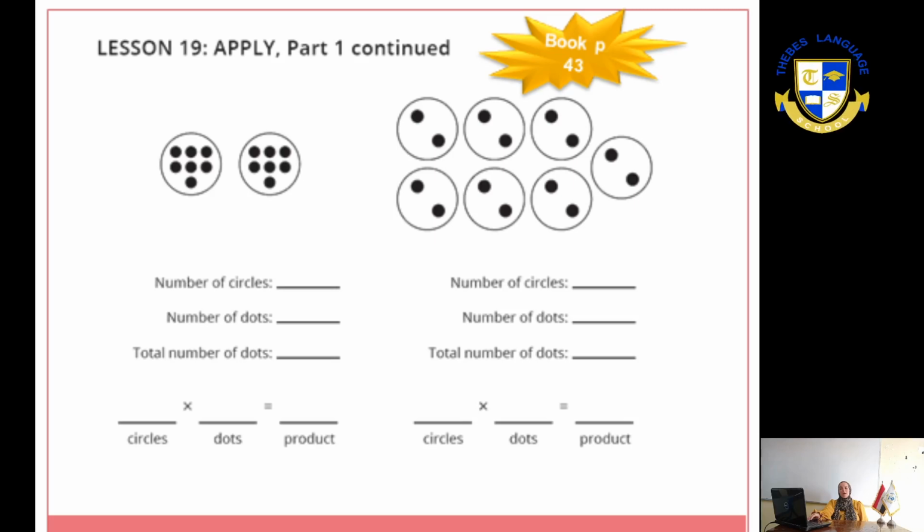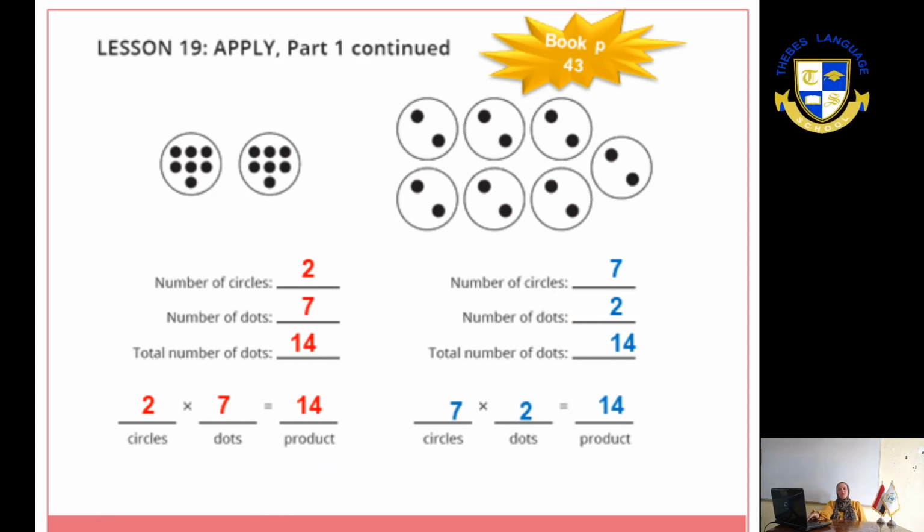Okay, here in the first picture we have 2 circles. Each circle consists of 7 dots. So the number of circles equals 2, the number of dots equals 7, and the total number of dots equals 14. Okay, now we are going to say 2 times 7 equals 14. In the other picture, we have 7 circles, and the number of dots equals 2. The total number of dots equals 14, so we can say 7 times 2 equals 14.